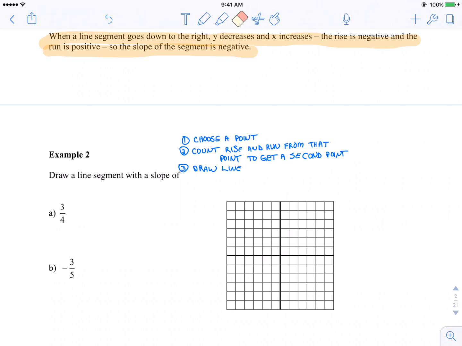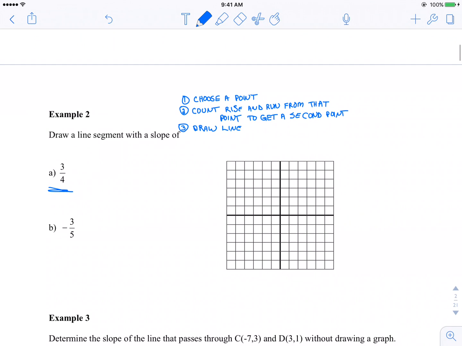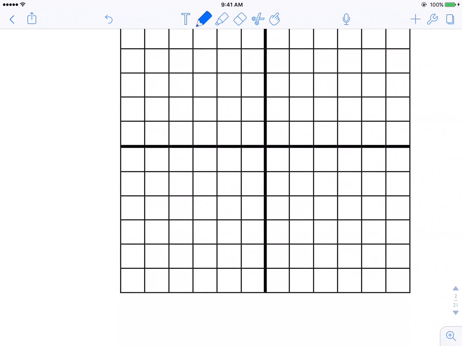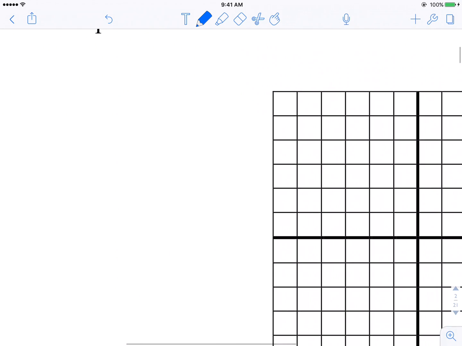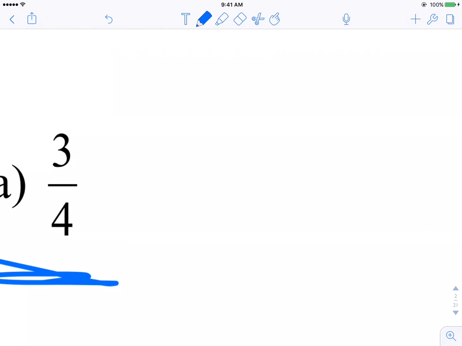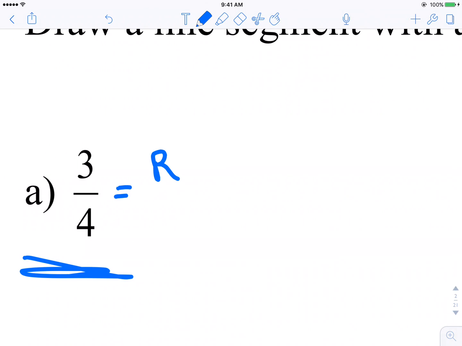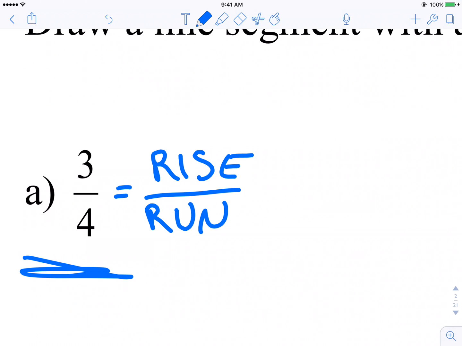Okay. So draw a line segment with a slope of, let's start with 3 over 4, and I'll do 3 over 4 in blue. So I'm going to choose a point. It doesn't matter where I choose my point on my grid. I'm going to say right here. What does 3 over 4 tell me? 3 over 4 tells me the rise and the run between 2 different points. So because they're both positive, I know this is going to go up and this is going to go to the right.